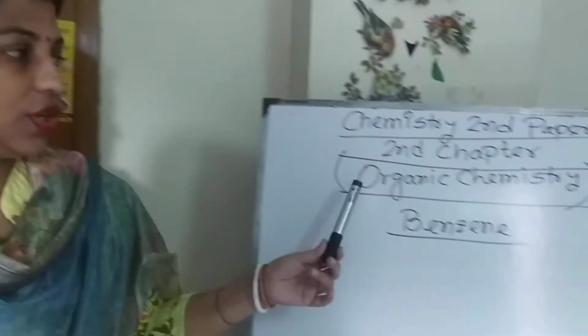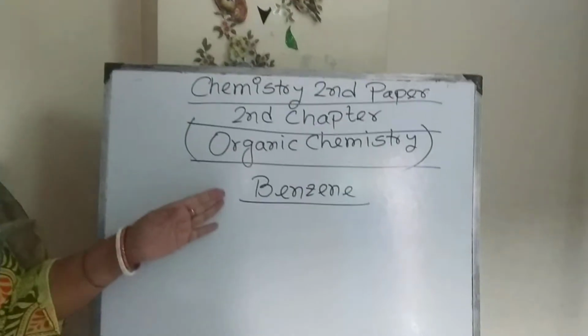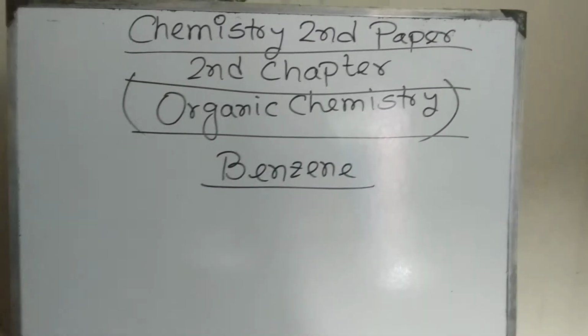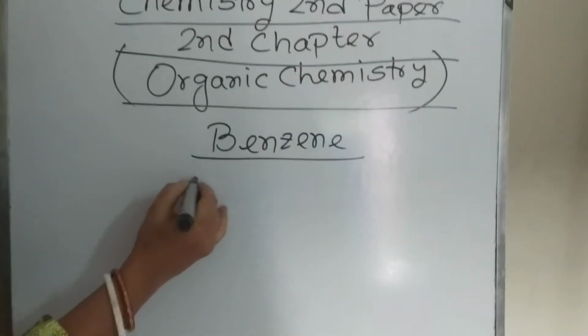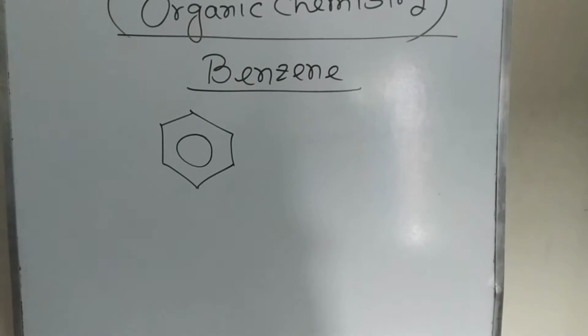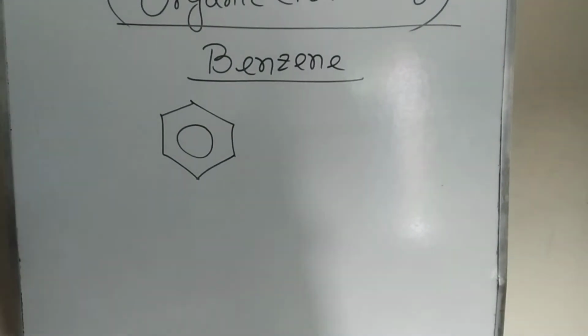Today I discuss with you in organic chemistry. From organic chemistry I discuss with you about benzene. What is benzene? Its structural formula is this. This is known as benzene. It is an aromatic compound.